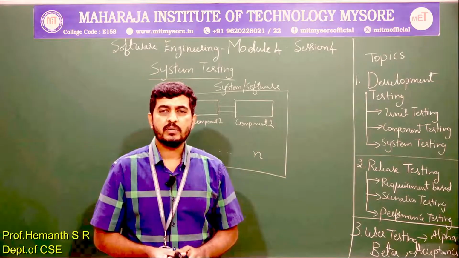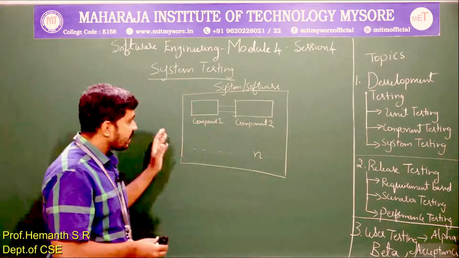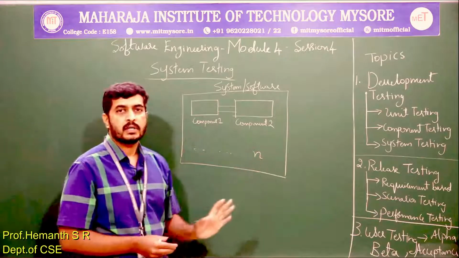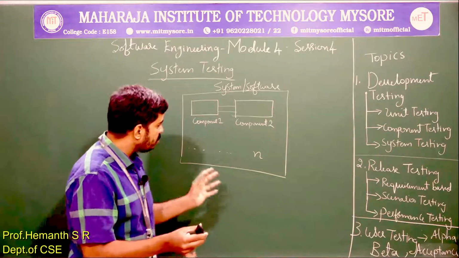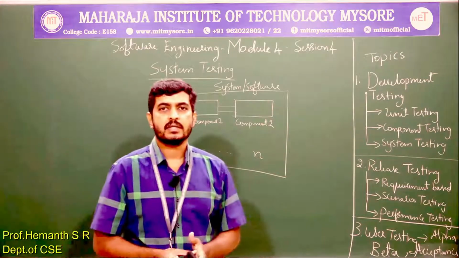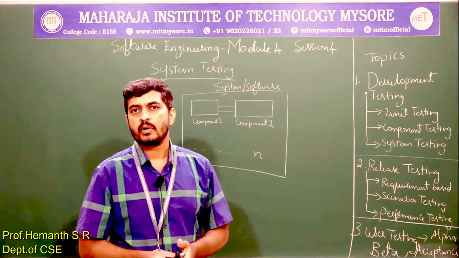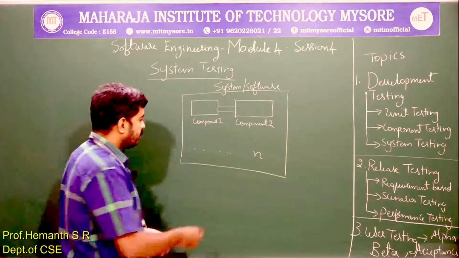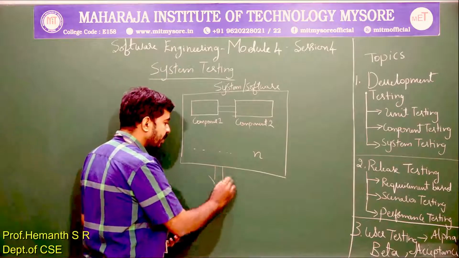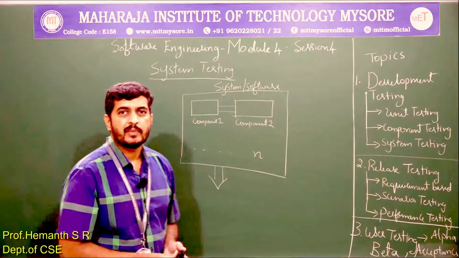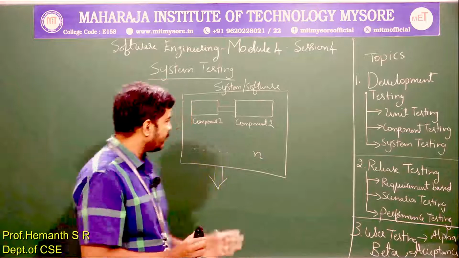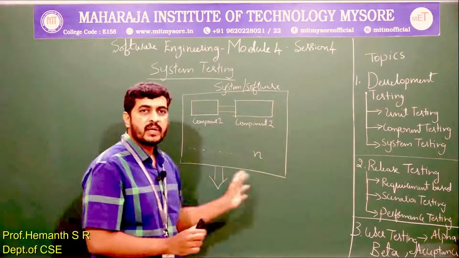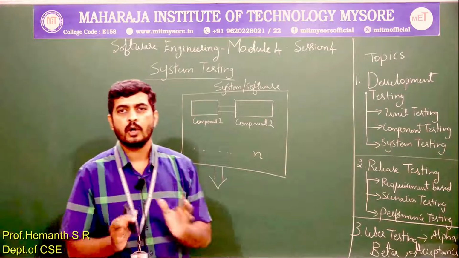As already mentioned, system testing is combining all the components from the very first component to the last component. When you do such an integration, such a combination, there will be what we call an emergent behavior. Emergent behavior means behavior as a whole, the complete software behaving as one whole component.